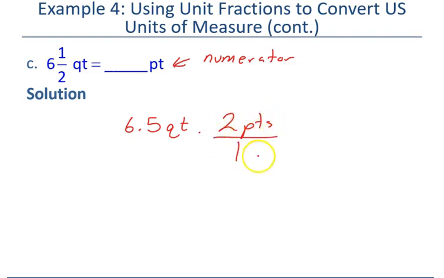Okay, come back down. So here we have 2 pints, that's my numerator, to 1 quart. Well, now notice what's going to happen. The quarts, they cancel out. So now I have 6.5 times 2. And that's going to give me 13 pints. Okay. So far so good. This is not that hard.